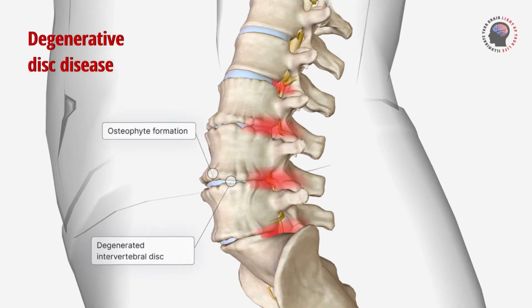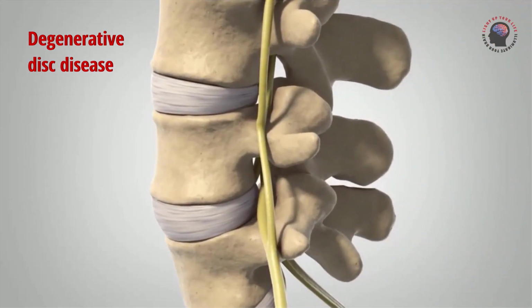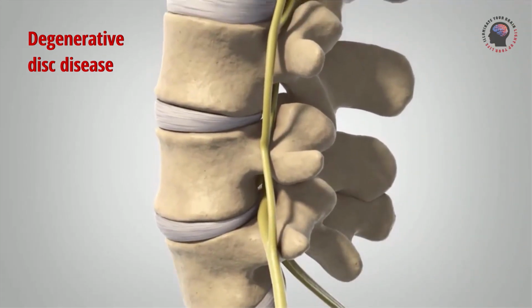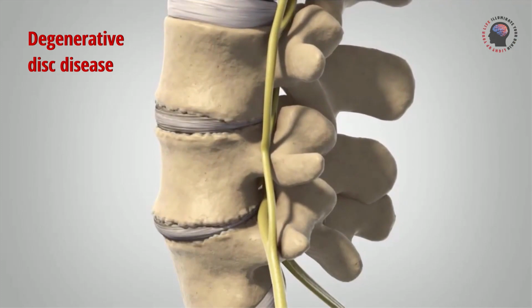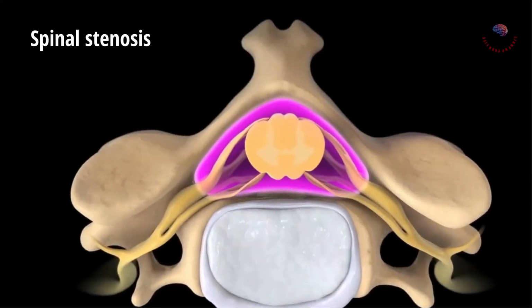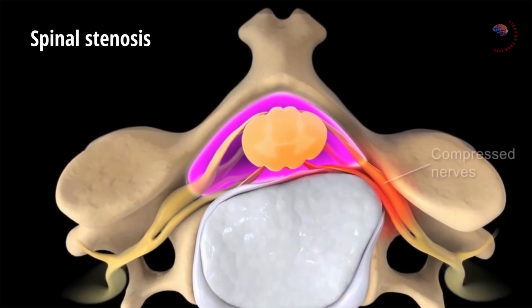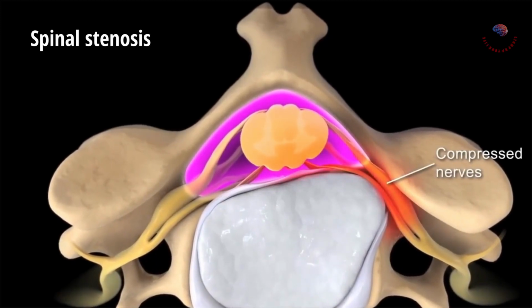Degenerative disc disease. This happens with age. When your spinal discs and the cushions wear away, the bones can start to rub together. This contact can cause pain and other problems, including sciatica. Spinal stenosis. Spinal stenosis is a common condition where the small spinal canal, which contains the nerve roots and spinal cord, becomes compressed.